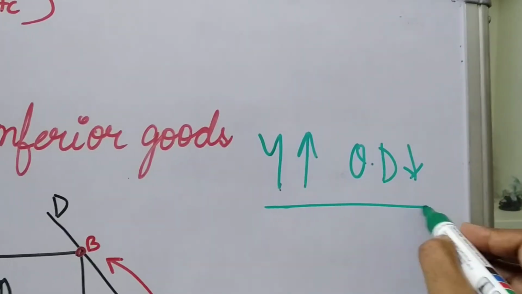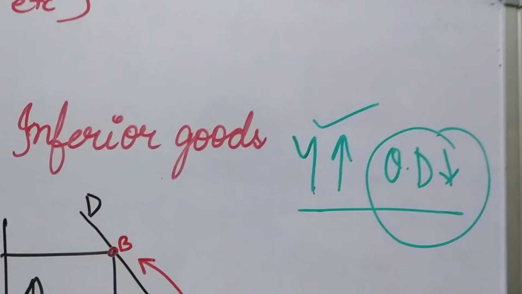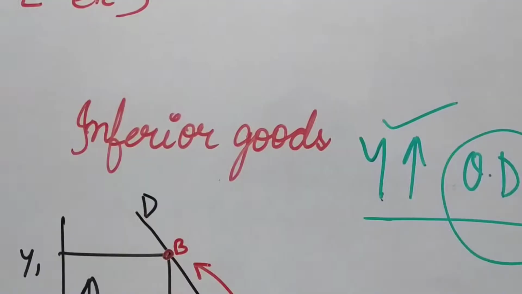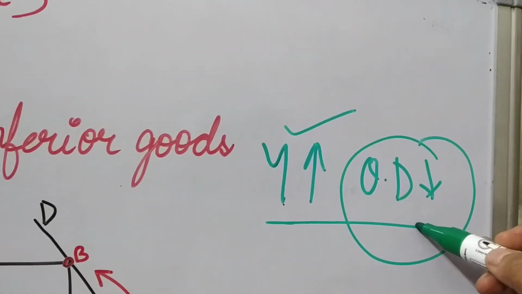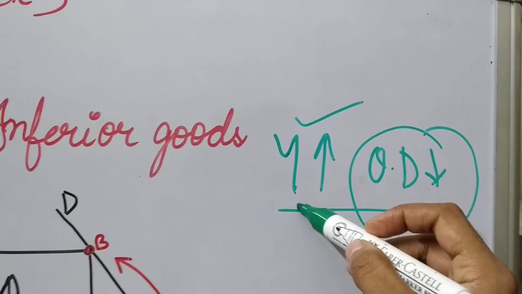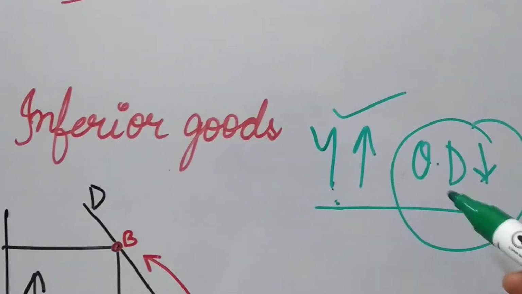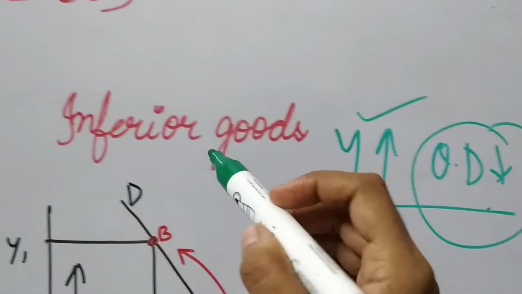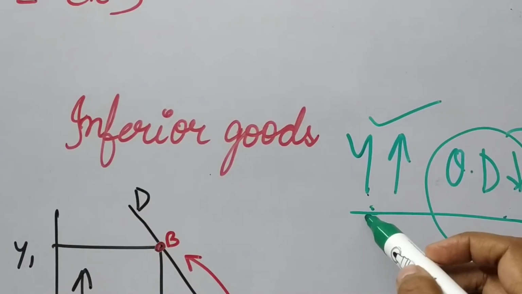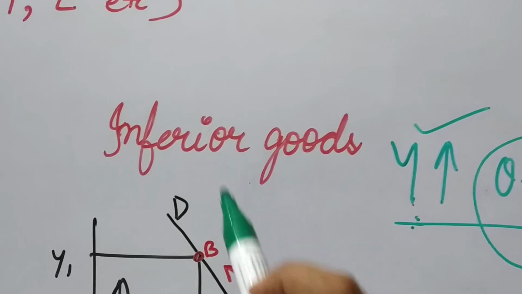Why will he reduce the consumption of the inferior good? Because his income increases. So when his income increases, he will reduce the consumption of this commodity. Because now his income has increased, now the consumer can purchase the superior good or the normal good. Right now he was purchasing the inferior good only because of the lack of income. But now if his income increases, then why would he purchase the inferior goods?